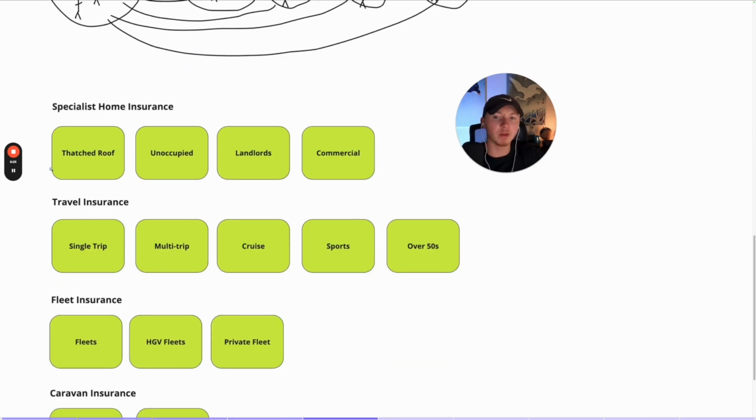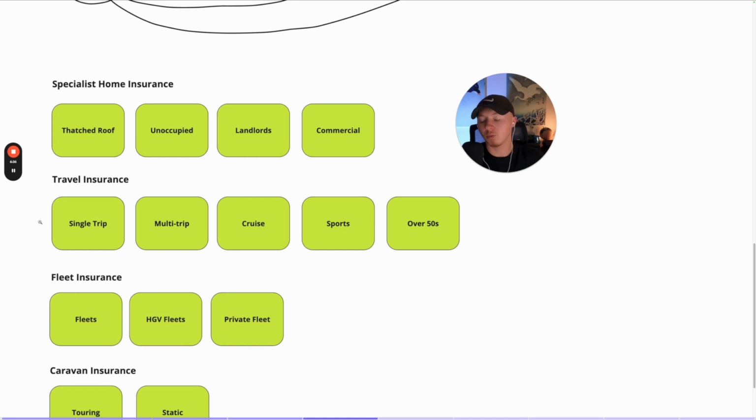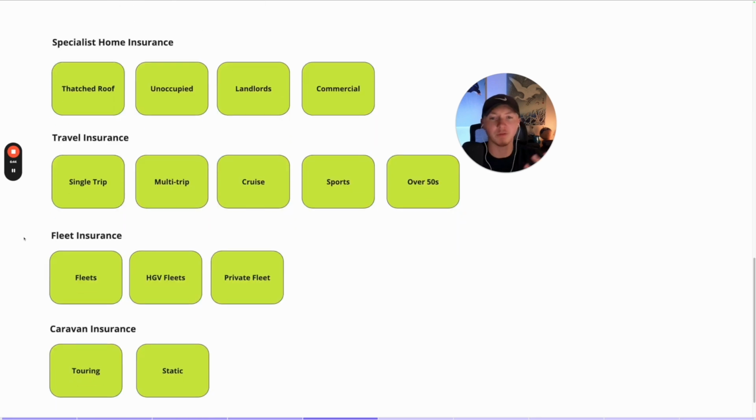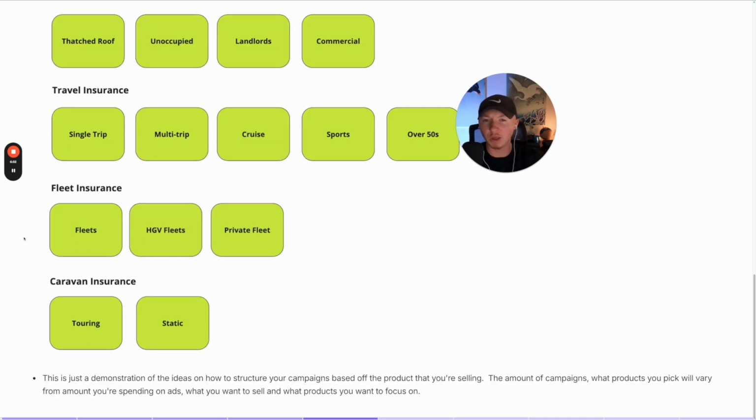Some other ways for me to explain this: think specialist home insurance. You might have a campaign for thatched roof, maybe for unoccupied, a campaign for landlords, a campaign for, say, commercial property. If you've got travel insurance, you might want to segment that out to single trip, multi-trip, cruises, sports, extreme sports, again the over 50s market. For fleet, commercial fleets, main fleets and HGV fleets would be their own campaign. And then if you're going after private fleets, that would also be another campaign. If you think of more leisure products like caravan, these segment out into touring and statics.